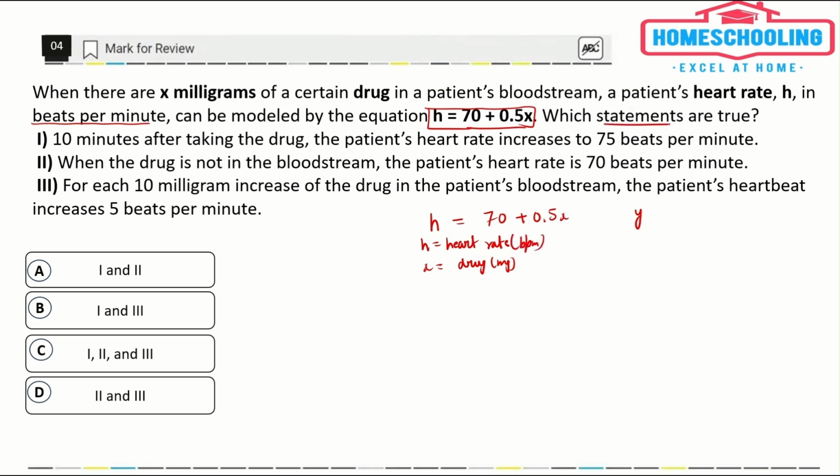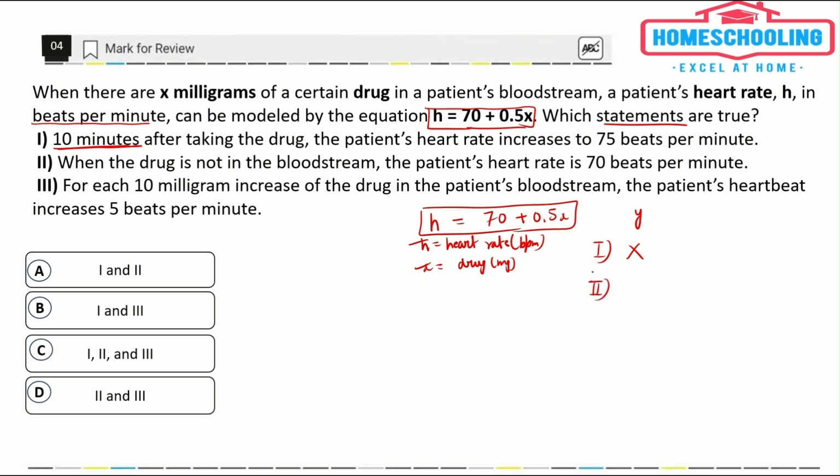So we have to find which of the following statements is true. In the first statement, 10 minutes after taking the drug, the patient's heart rate increases to 75 beats per minute. Here a 10-minute time is given, but in this equation we are only given two things, that is heart rate and drugs. Time is not mentioned anywhere in this equation. So statement 1 would be wrong, because time does not have any effect on heart rate or drug. So statement 1 is incorrect.